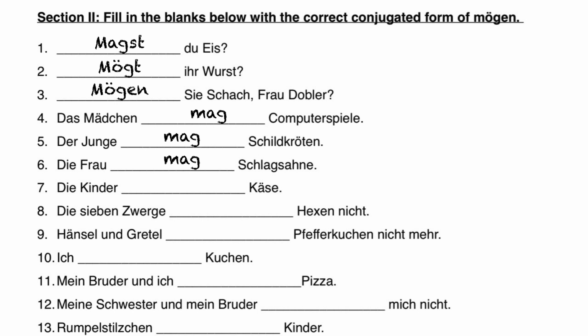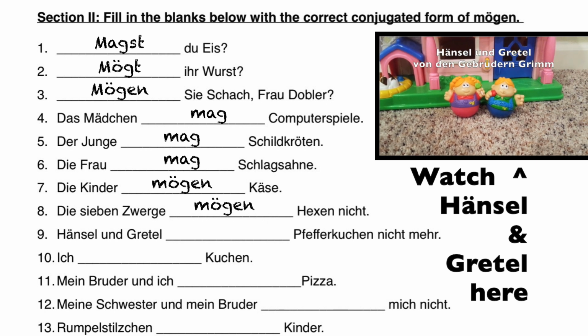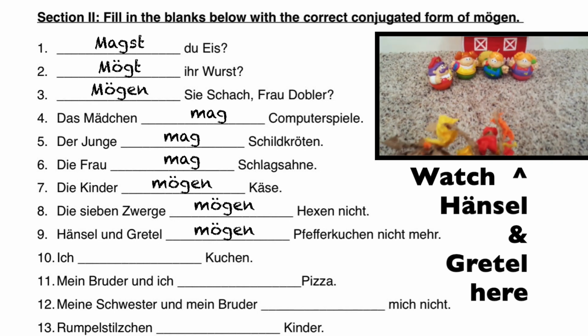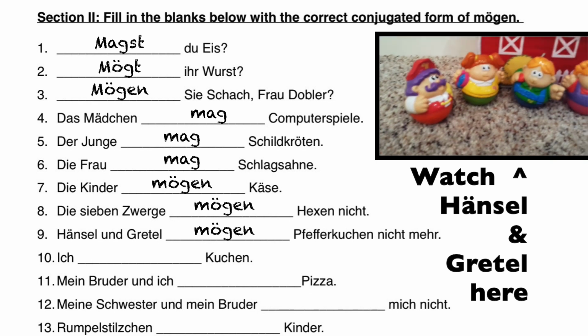Die Kinder something Käse. In this sentence we have die Kinder, which is actually plural, so we have to use the plural form, the sie form, the they form, and therefore we use here die Kinder mögen Käse. The children like cheese. Die sieben Zwerge, something Hexen nicht. In this sentence, die sieben Zwerge, the seven dwarves, are our subject, and the Hexen are our direct object. So we conjugate our verb mögen to go with the plural form, the they form, and therefore we use mögen. Hänsel and Gretel are our subject in this sentence, so we have to say again the they form. Hänsel und Gretel mögen Pfefferkuchen nicht mehr. Hänsel and Gretel don't like gingerbread anymore.